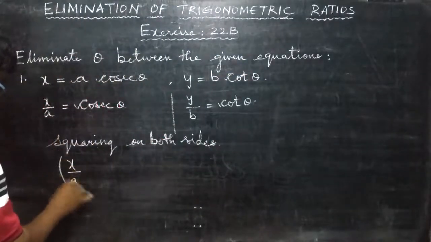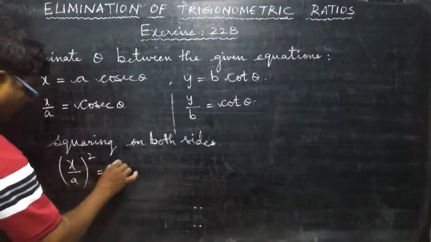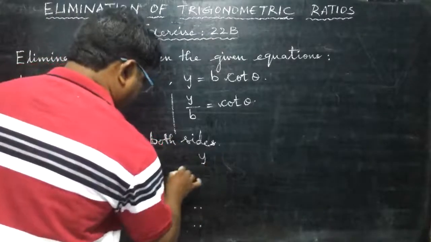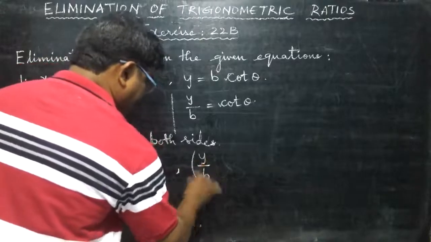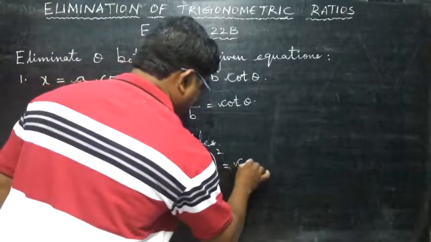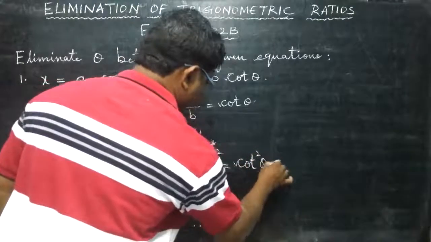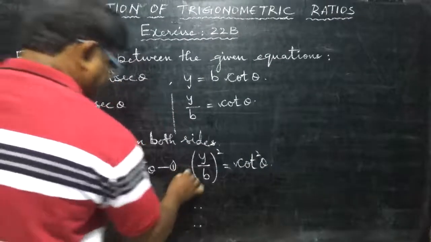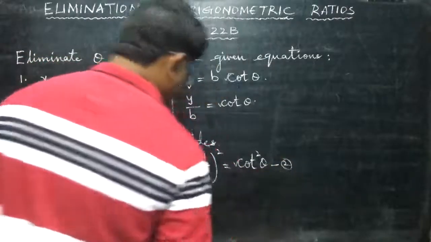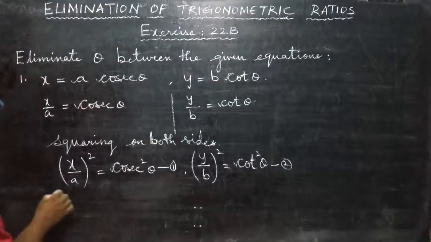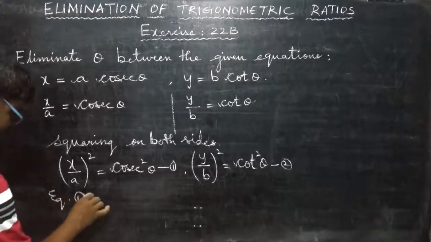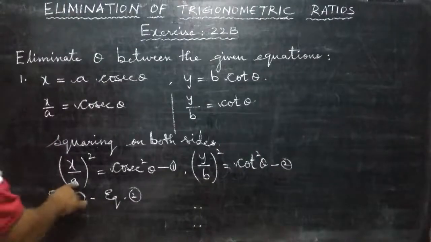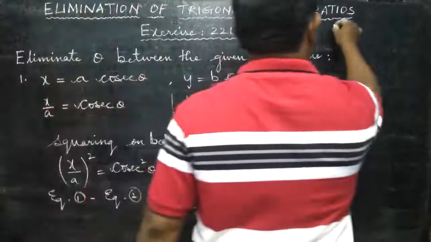(x by a) whole square is equal to cosecant square theta. And here also the same, (y by b) whole square is equal to cot square theta, because of squaring. Think of this as equation number 1 and this as equation number 2. Two equations we got. Now equation 1 minus equation 2. Subtract. I will do it here clearly for your understanding.